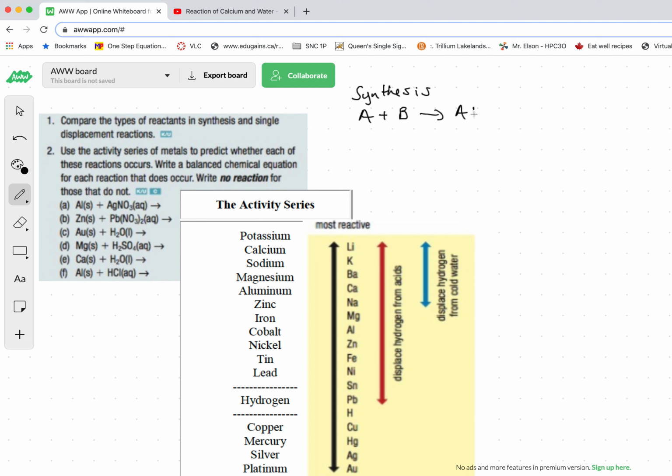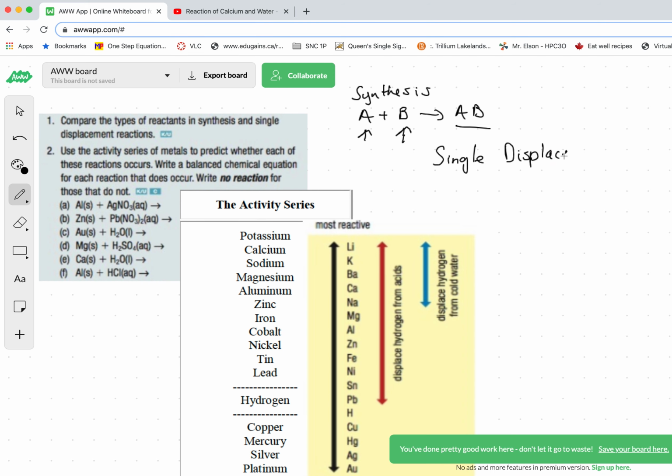So on the reactant side, you just have one single reactant plus one single reactant, which will give us a compound in the product. And in single displacement, the general chemical equation would be A plus BC. According to the activity series, if A can knock out B, the metal, it then becomes AC and leaves B on its own. So remember, metals can only replace metals.